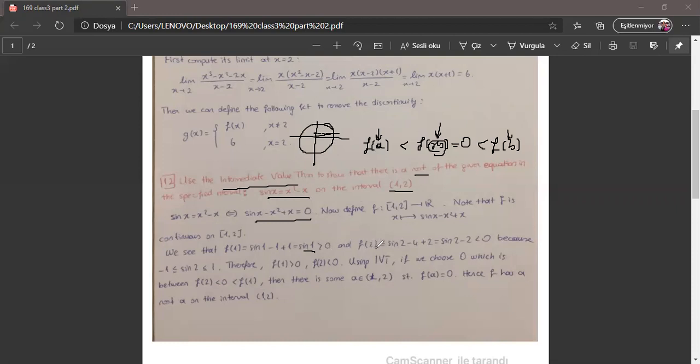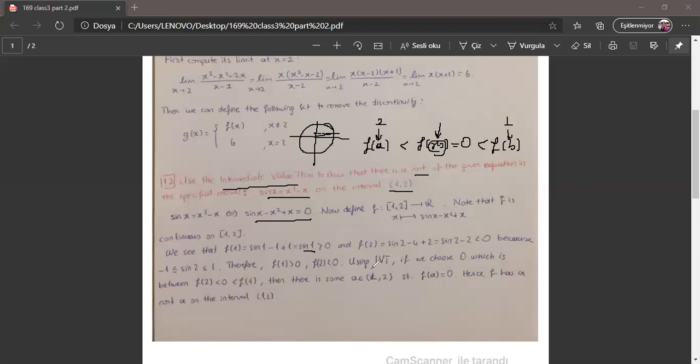And what about 2? F of 2, we compute, just put in x equals 2 and get sinus 2 minus 2. So what's the value of this function? It is less than 0 because, you know, sinus 2 is between minus 1 and 1, right? For any angle, it's between minus 1 and 1, okay? And if you subtract 2 here, you get something negative, so it's negative. So we found 1, which makes f greater than 0, and 2, which makes f less than 0.